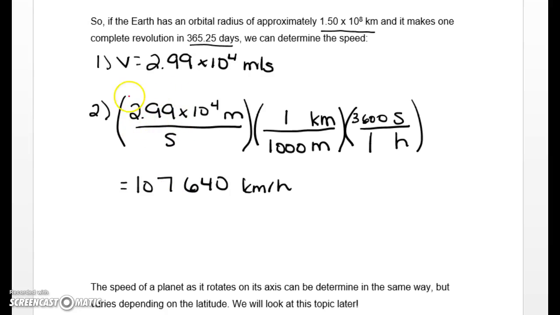And once again, we do need to account for sig figs here. So here we had 3 sig figs in our previous answer, so our next answer is going to have 3 sig figs as well. So that actually here rounds up to 108,000 kilometers per hour.